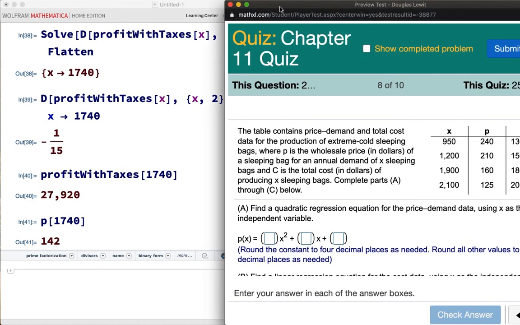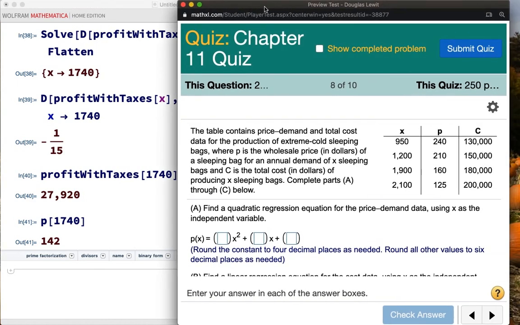Let's see what we have here. Part A, find a quadratic regression equation for the price demand data using X as the independent variable. Round the constant to 4 decimal places as needed. Round all other values to 6 decimal places as needed.